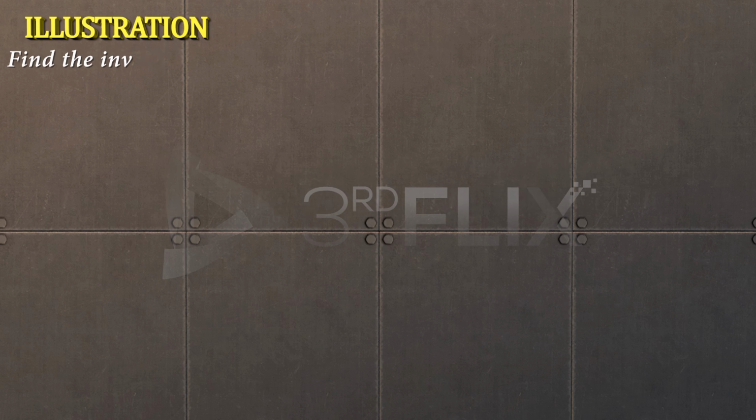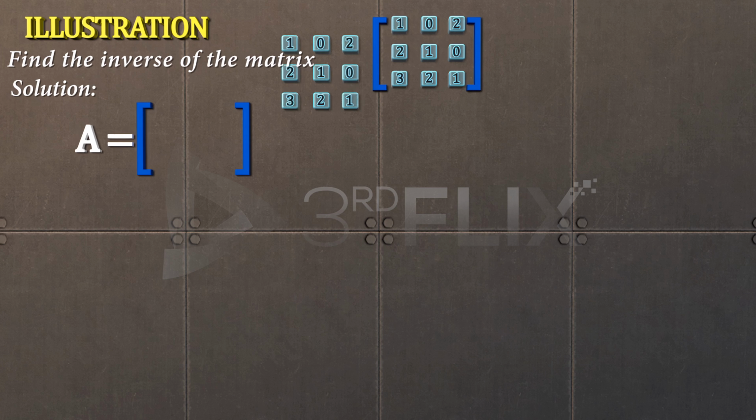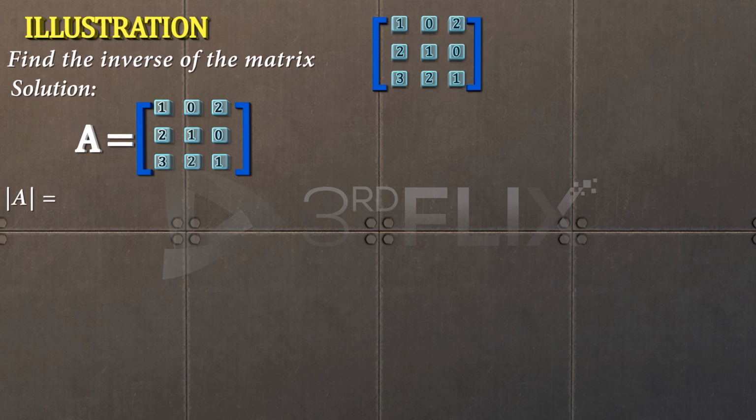Illustration. Find the inverse of the matrix [1, 0, 2; 2, 1, 0; 3, 2, 1]. Solution. Let A be the given matrix. Determinant of A is equal to 1 into (1 minus 0) minus 0 plus 2 into (4 minus 3), which is equal to 1 minus 0 plus 2, which is equal to 3, which is not equal to 0. Hence, A is invertible.